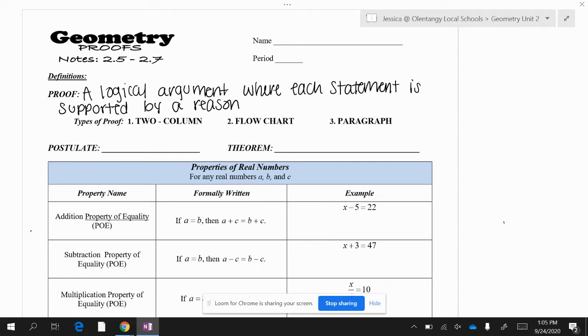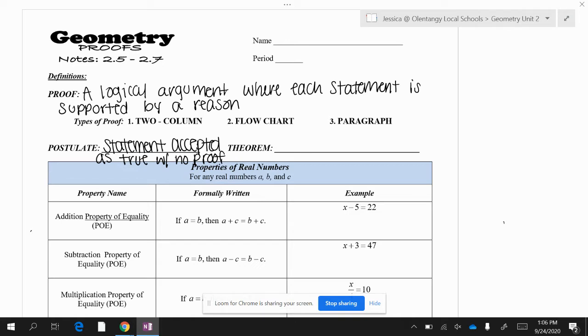Just to remember, because I know we've talked about this, a postulate is a statement accepted as true with no proof. Okay, so just a statement accepted as true. You can basically see that it's true, or we know logically that it is true.